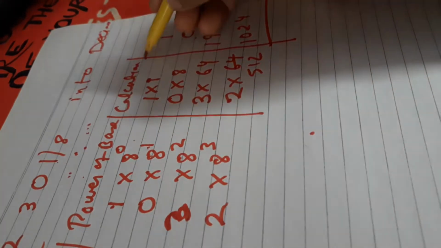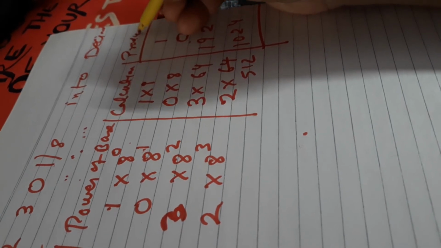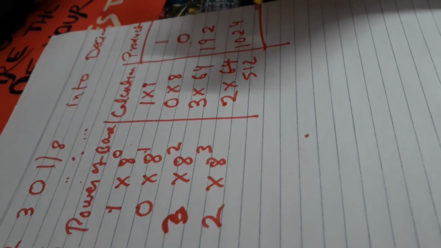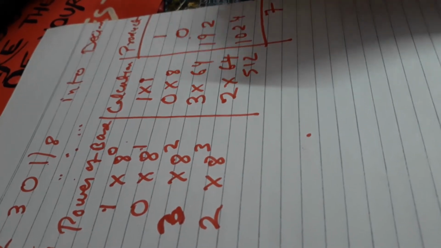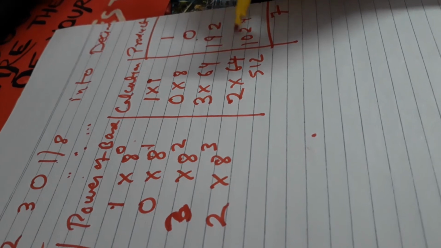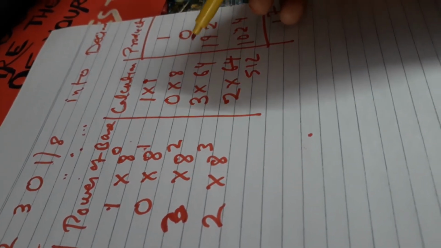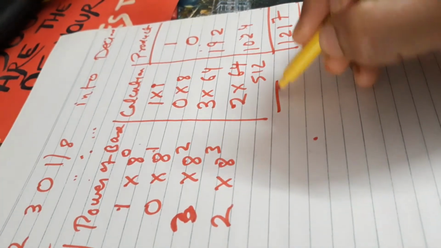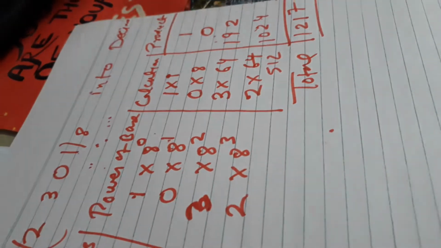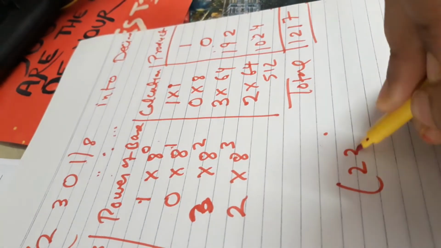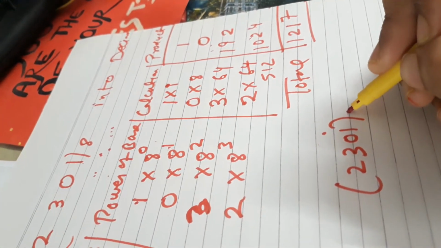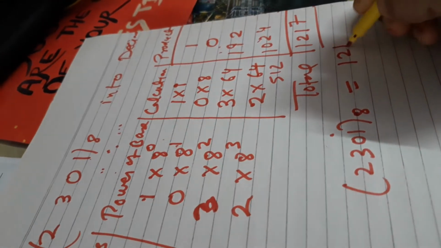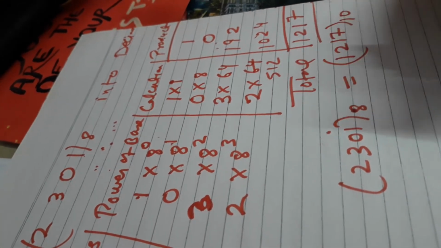Now we have to add the products: 4, 5, 6, 7, 8, 9, 10, 11, 1, 1, 2, 1. So this is the total. So we can say 2301 base 8 is equal to 1217 base 10. All right.